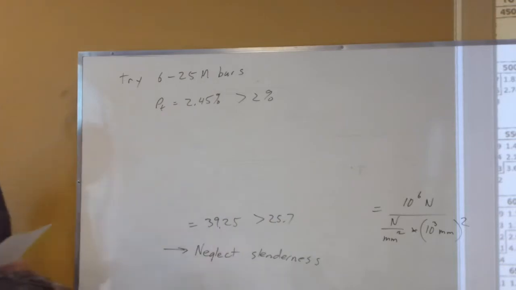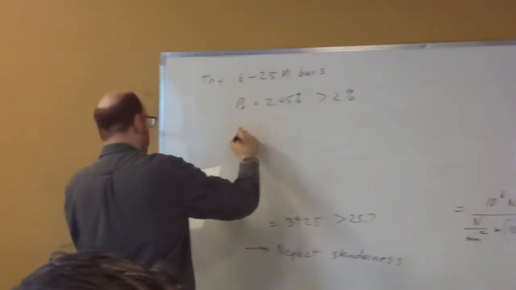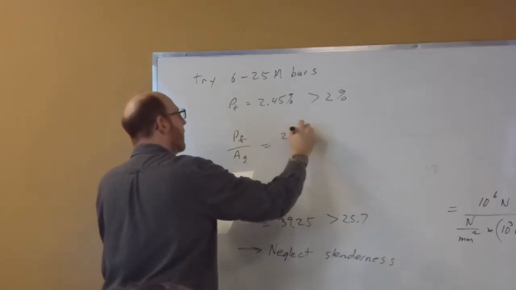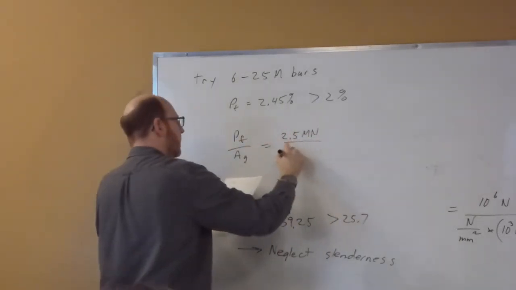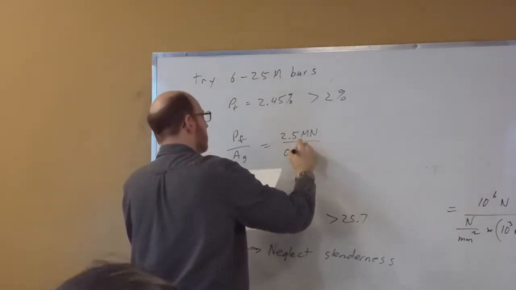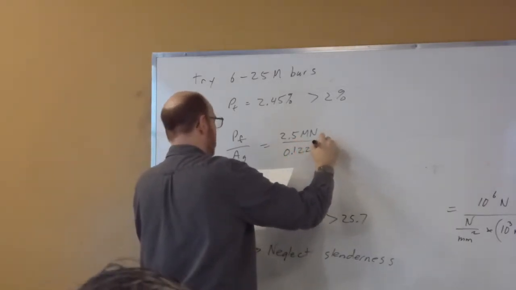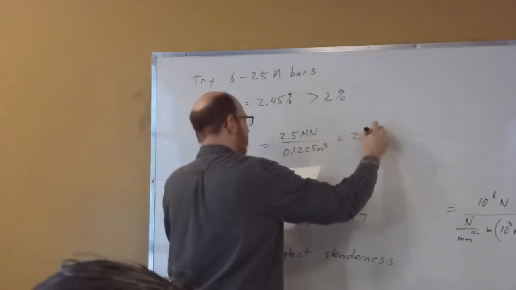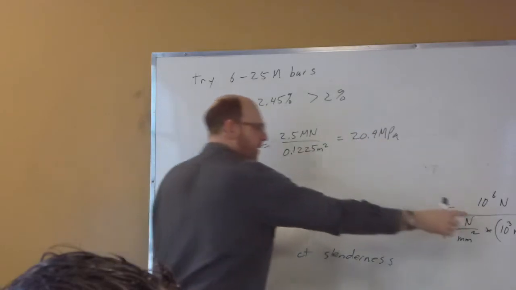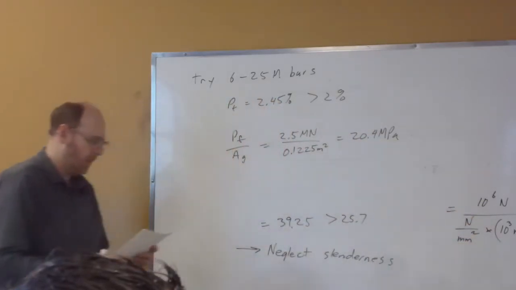So we got our 2.45%, better than what we looked at on our first part. So now I'm going to calculate 2 quantities out of here. Our PF over AG, so 2.5 meganewtons divided by our AG, 1.225 meters squared, and this is 20.4 MPa. Again, meganewtons per meter squared is an MPa. That's that unit that we were talking about here.